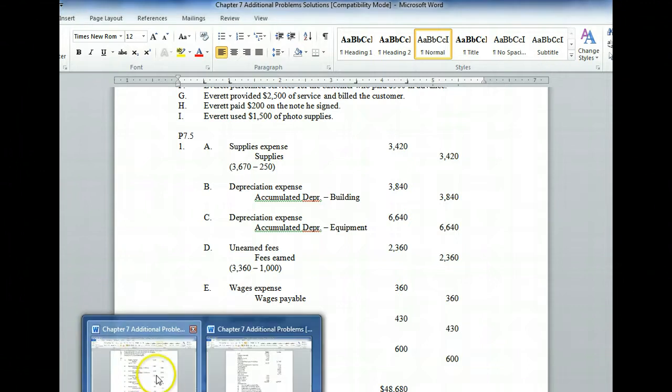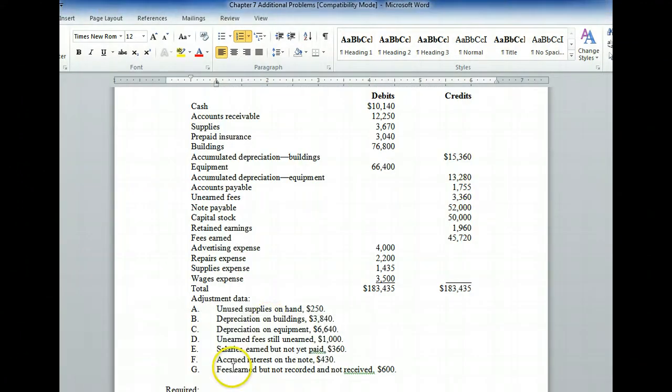All right, the next one, we are also using up an asset. In this case, it is our building. And remember, our long-term assets, we do not adjust the long-term account, we adjust the AD account, the accumulated depreciation, the contra asset account. So this number says we're using up $3,840 of the assets, so that's the depreciation expense, and then accumulated depreciation is the credit.